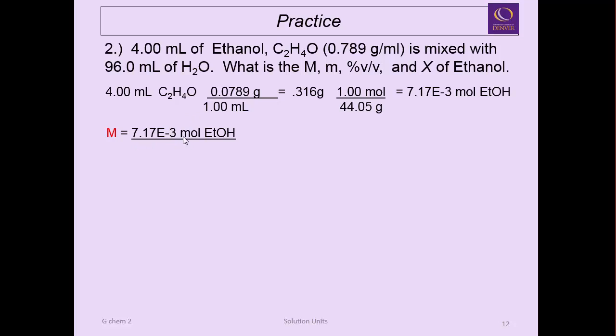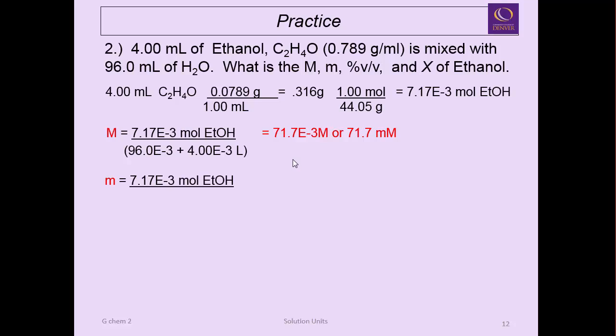So the molarity is you take the moles and divide it by the volume in liters total. Okay? So now pay attention to what I do here. I have a certain amount of water, and I'm going to express it in liters, so I'm going to move the decimal over 3 times. So I have so many liters of water, and I have so many liters of ethanol. In total, that's going to be the total liters of solution. So it ends up being 71.7 times 10 to the minus 3 molar ethanol solution, or 71.7 millimolar ethanol solution.